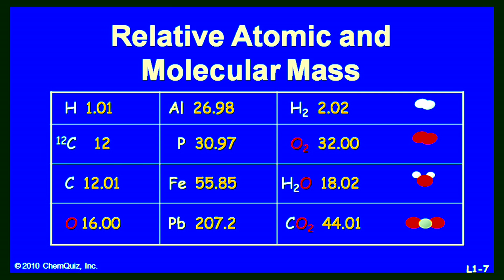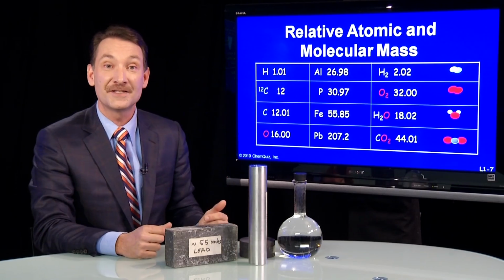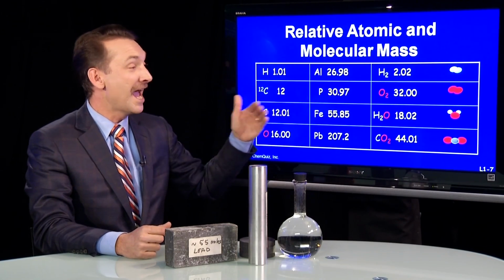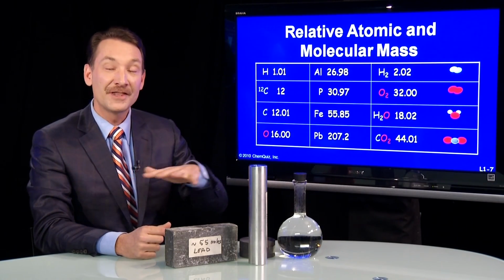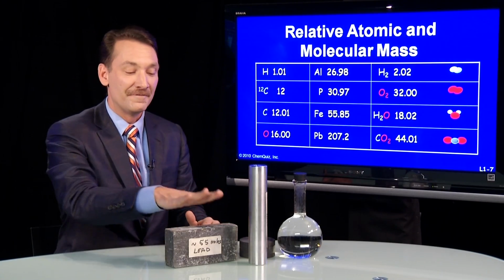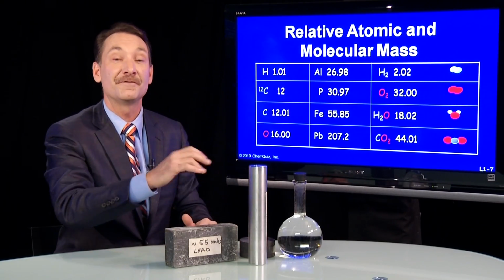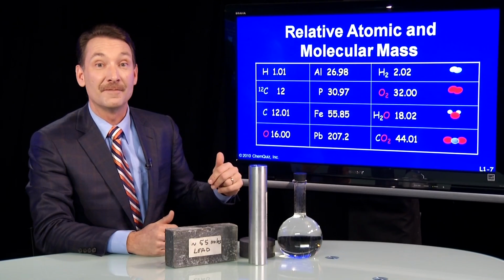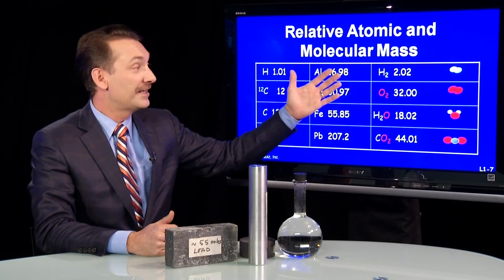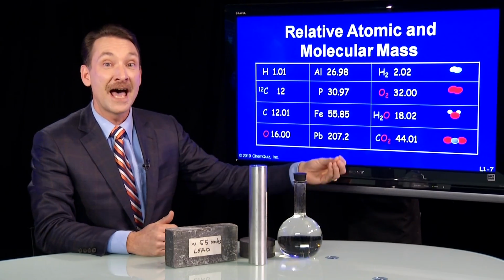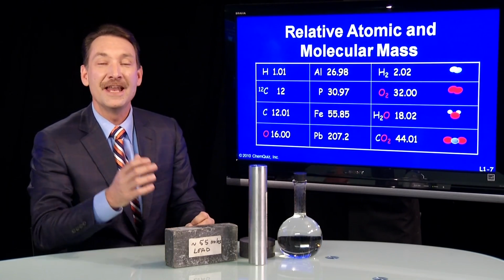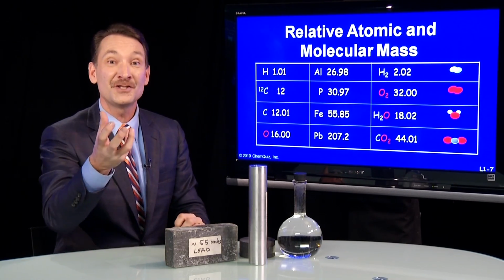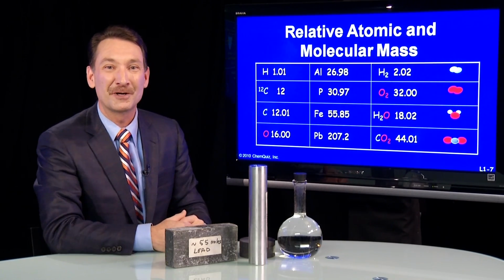Same thing with aluminum and phosphorus and iron and lead. They have naturally occurring heavier and lighter versions. We call them isotopes. So this is an average over all the isotopes of the various elements that have different masses. Once we have a table of all relative masses, we can calculate relative masses of atoms and compounds and use them to determine the masses we need to perform our chemical reactions.